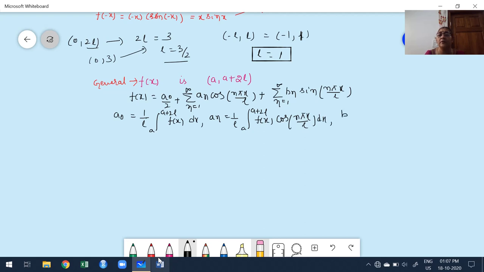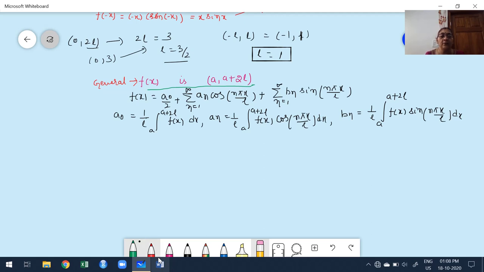Once you clear the rest of the thing, suppose we are confident with integration and how to evaluate it using the UV rule, the next steps are very, very easy. And b n is 1 by L, integral of f of x into sine of n pi x by L with respect to x. This is the formula when the function f of x is defined over the interval a comma a plus 2L. This is the general case.